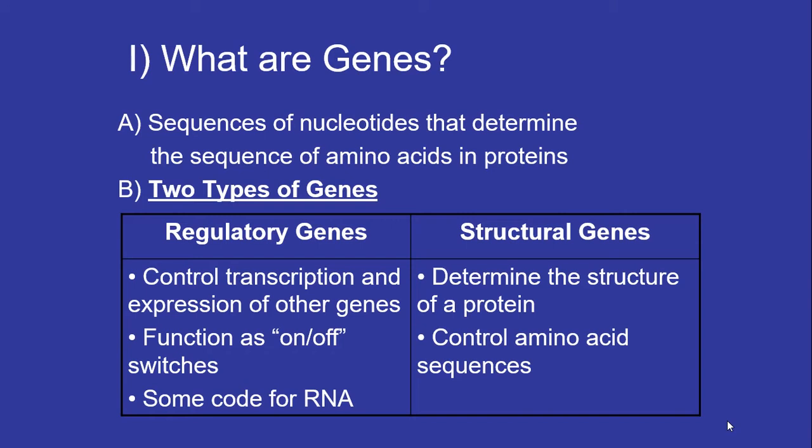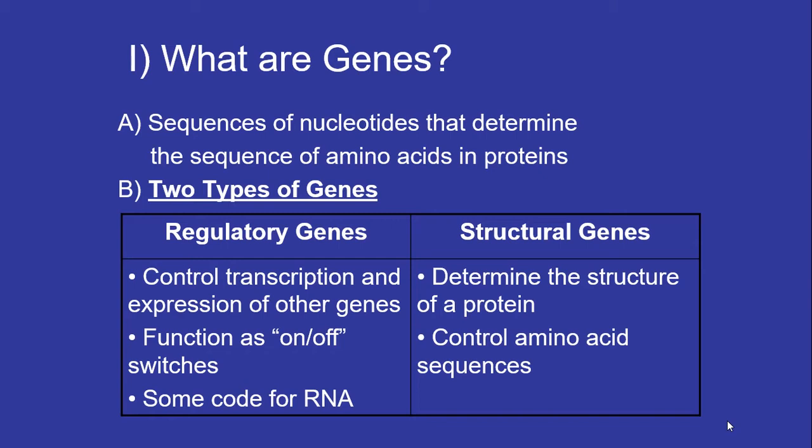Remember, genes are sequences of nucleotides. They determine the sequence of amino acids in proteins. We have two types of genes. We have regulatory genes, which control transcription. They're going to regulate whether or not a gene gets turned on. So a lot of these code for regulatory proteins, activator proteins, transcription factors, and some of them also code for RNA. There's interfering RNA, which is coded for by regulatory genes, and that's going to help silence the expression of certain proteins. And then we have structural genes, which determine the actual physical nature of a protein.